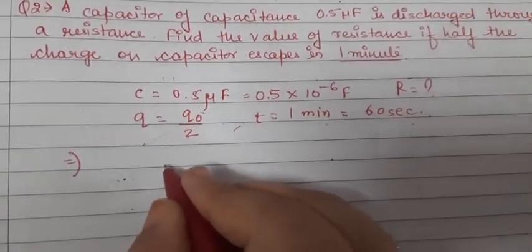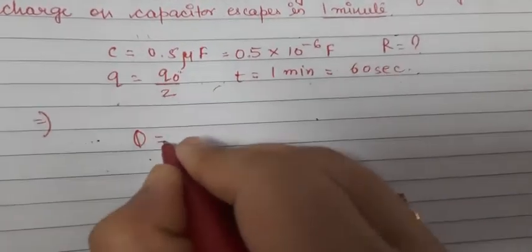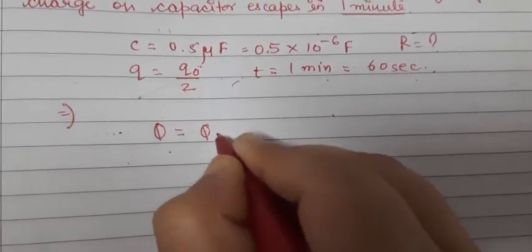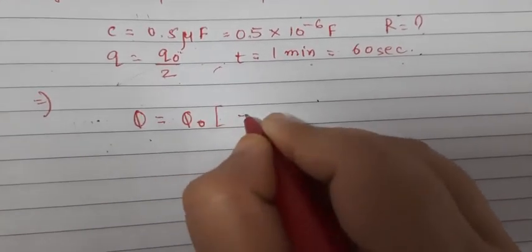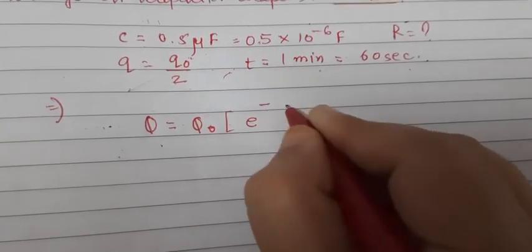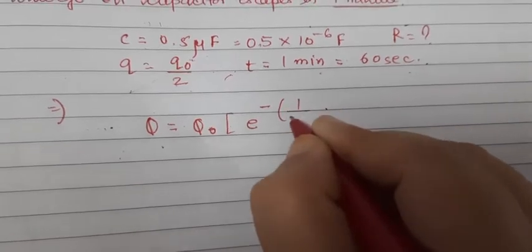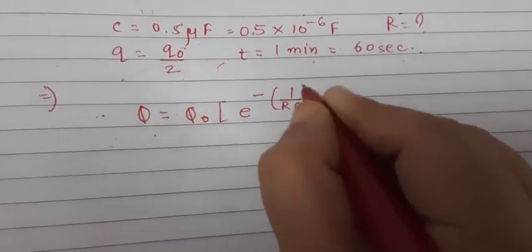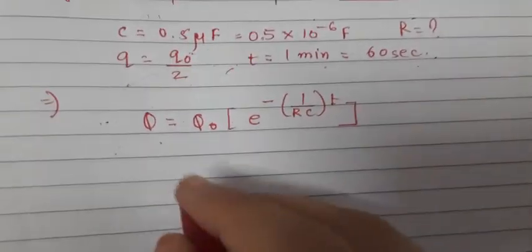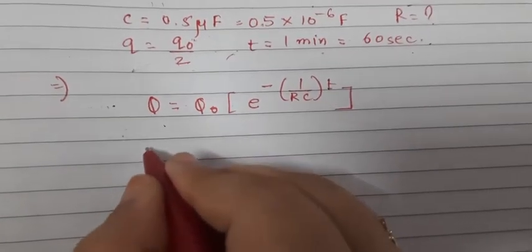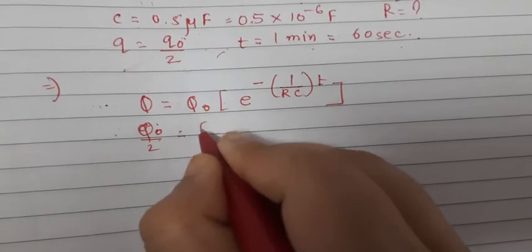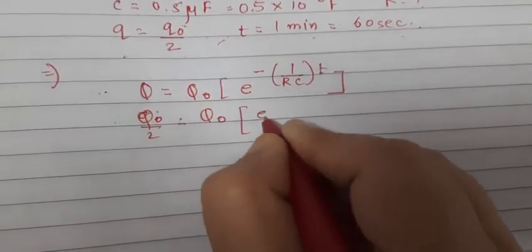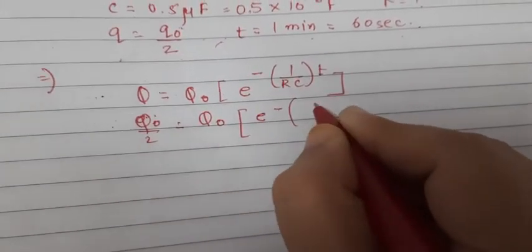As we know, the discharging formula is Q equals Q naught, and since the 1 minus exponential term will not come, only the exponential term will come, that is minus, bracket open, 1 upon RC multiplied by T. So this was the formula. In place of Q I will put Q naught by 2, and here I will put Q naught and exponential minus 1 upon RC.